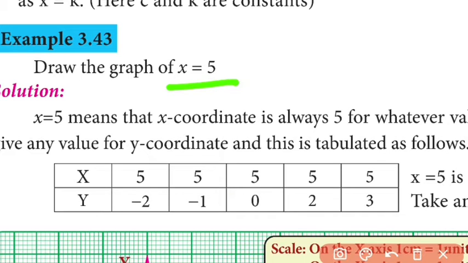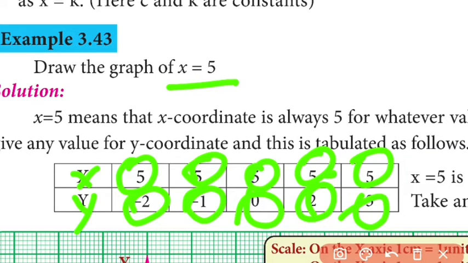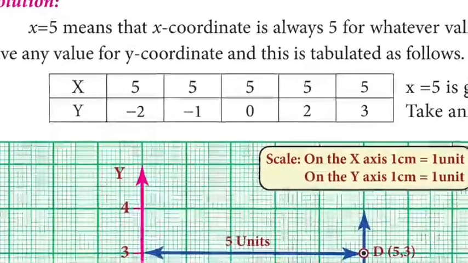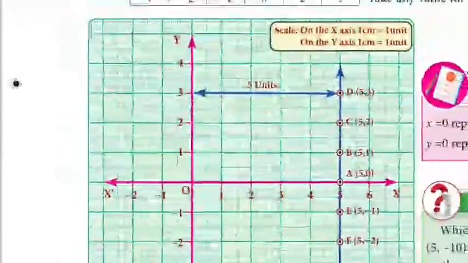So I take x value and y value. The x value is always 5. If you give any value to y, all x values are 5 only. It's your wish to take y values. Otherwise you can take -2, -1, 0, 1, 2. So you take x values 5, 5, 5, 5, 5 and y values -2, -1, 0, 1, 2. Continuously I'm taking. Okay, so this is a graph.